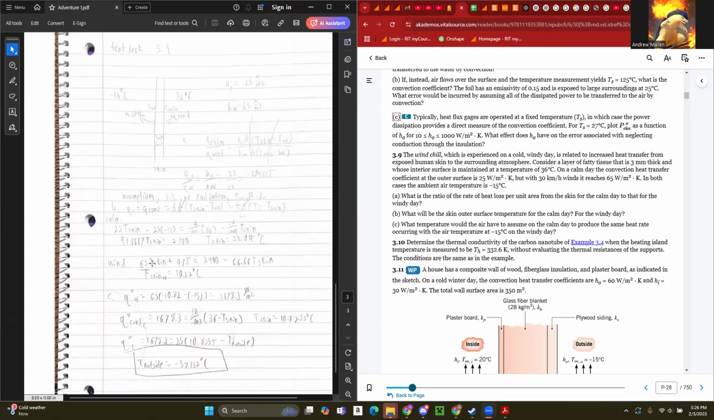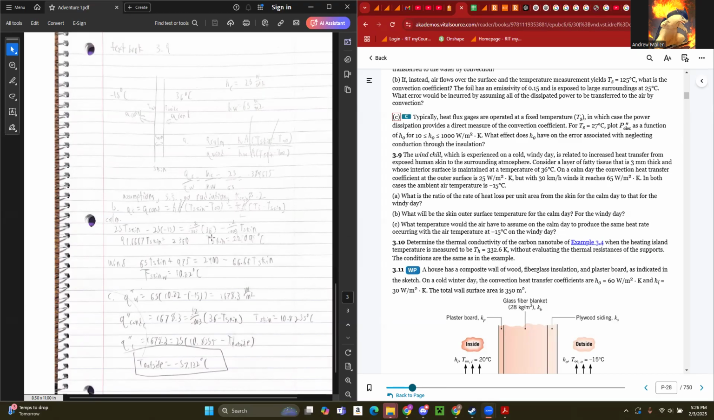We're going to do this once again on the windy day, except this time the convection coefficient is equal to 65. Go through all this, and we get a skin temperature of 10.82 degrees Celsius. Next, for the final part of this problem, we're asked what temperature the air would have to assume on a calm day to produce the same heat rate occurring with the air temperature at negative 15 degrees C on the windy day.